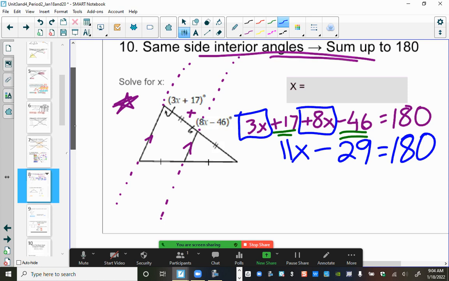Now, how do we solve for x? I'll give you a minute to solve for the x.